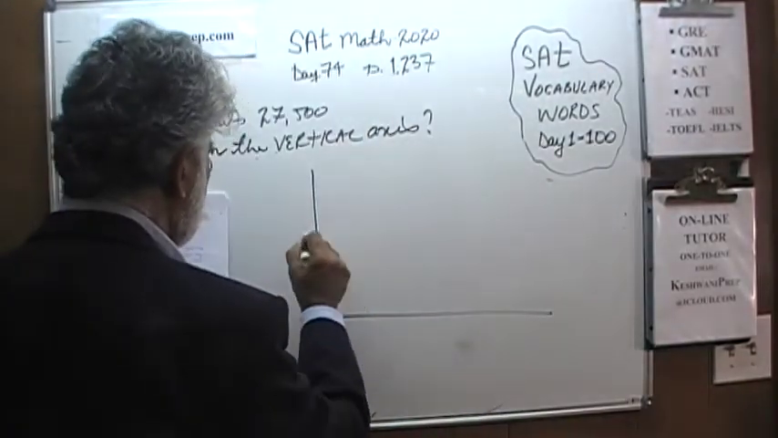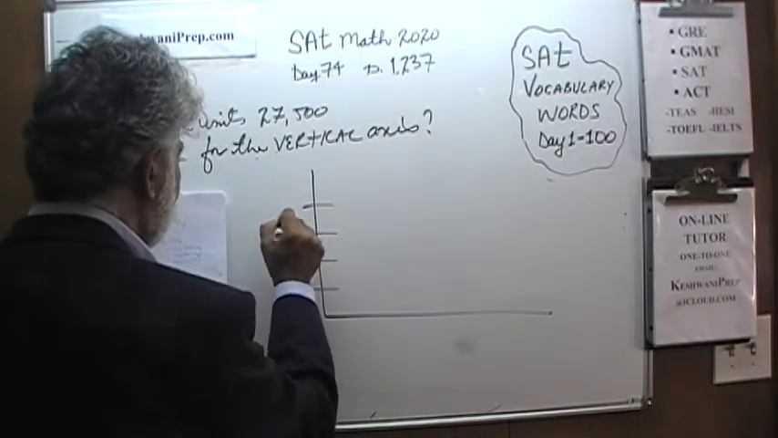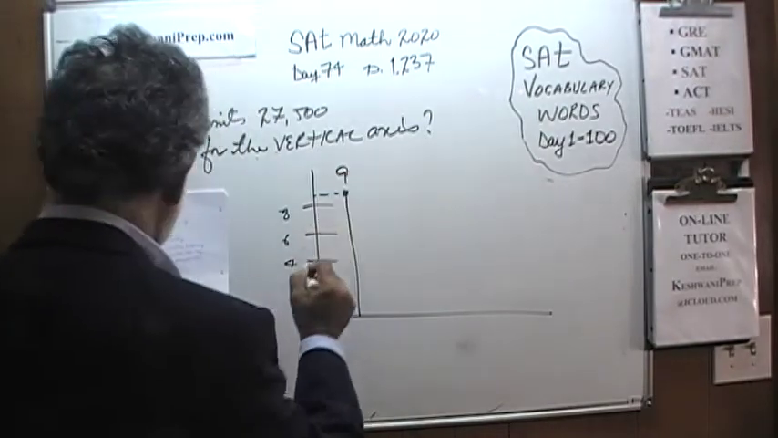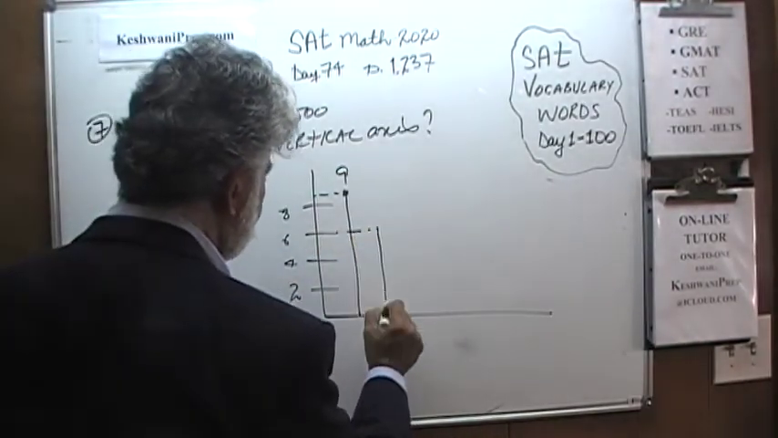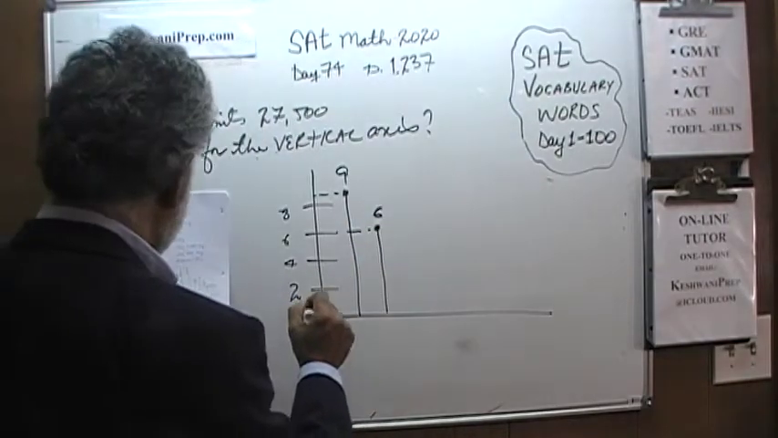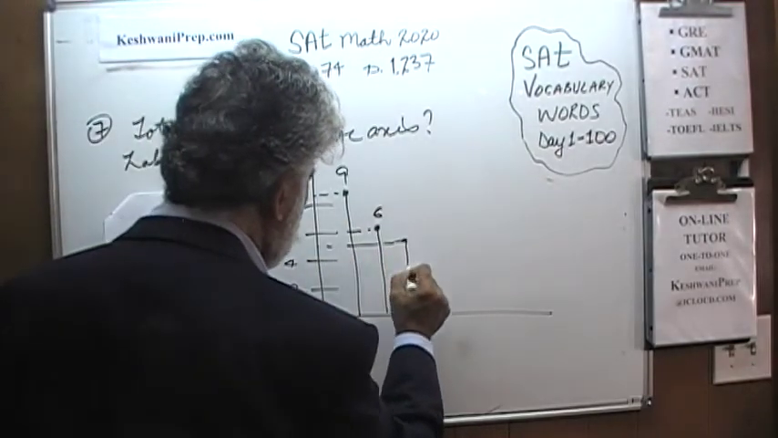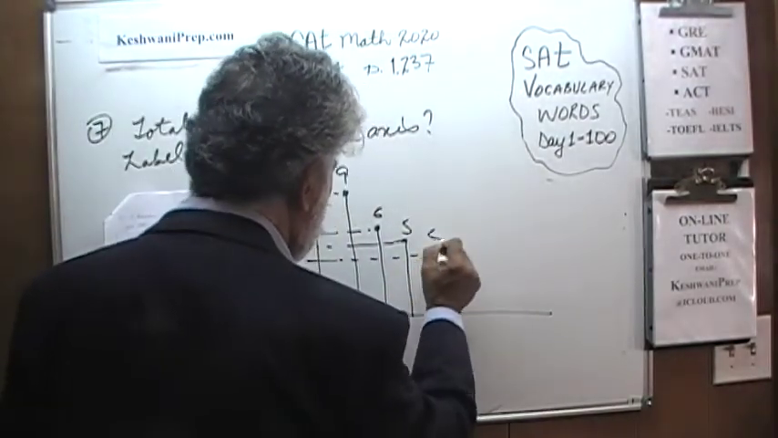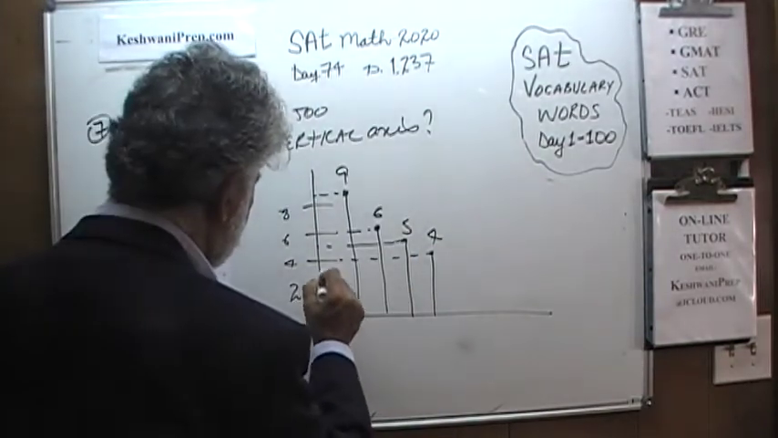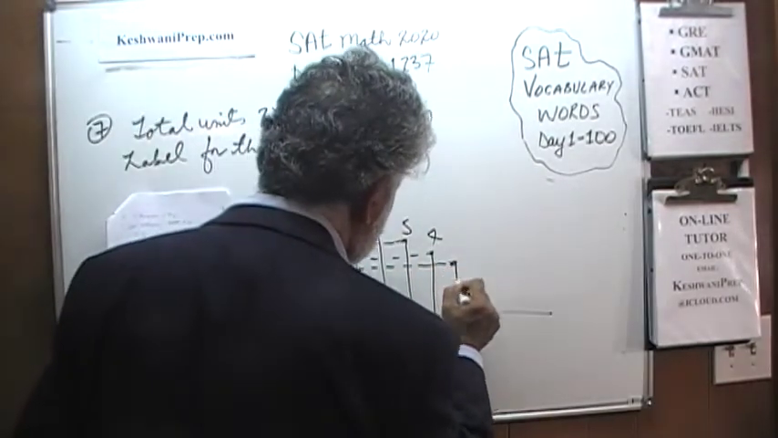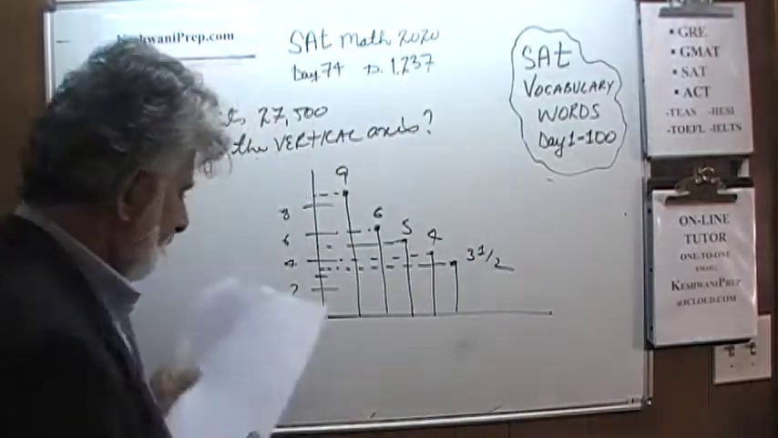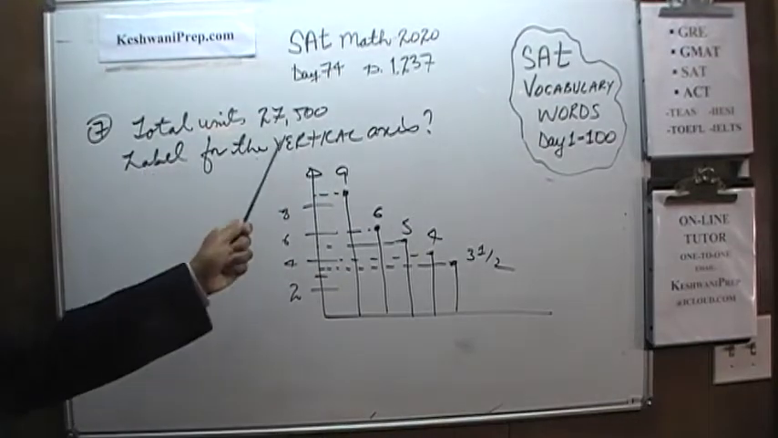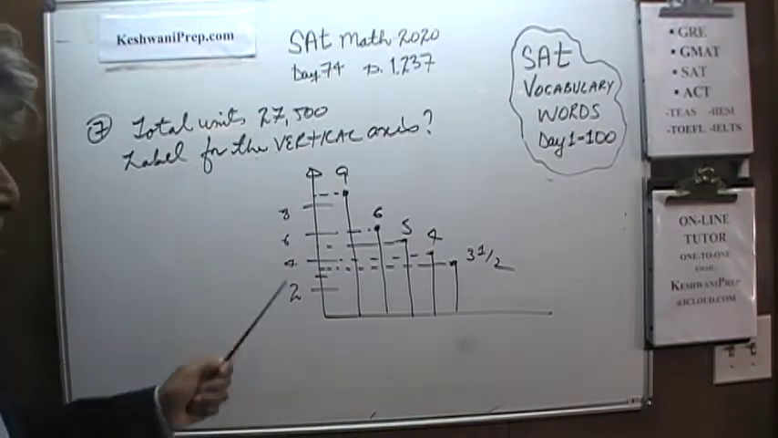We have 2, 4, 6, 8. The very first one is 9, somewhere right here. Then we have 6, that's somewhere here. Then we have 5, that's somewhere here. Then we have 4, that will be here somewhere. Then we have 3.5. This is 3, this is 3.5. Somewhere here. Let's see what they add up to, and that will help us determine the appropriate label for the vertical axis. What should we label the vertical axis as? Let's find out, shall we?